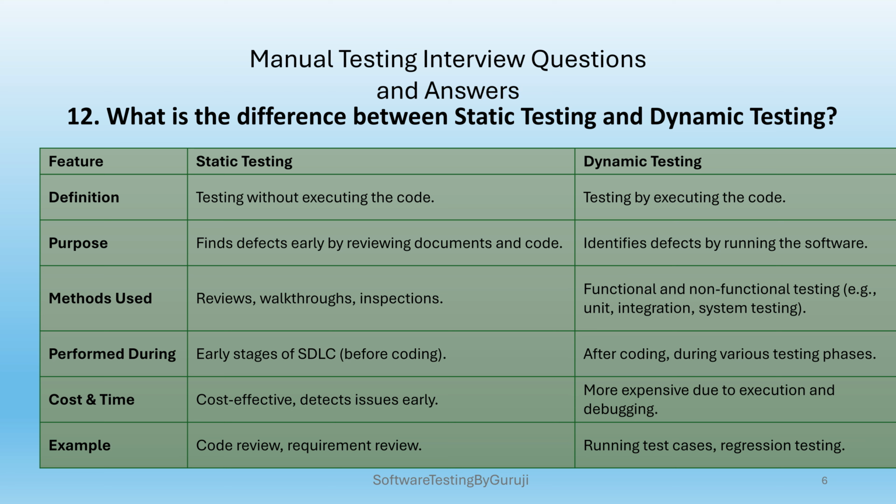Static testing methods use reviews, walkthroughs, inspections. Dynamic testing methods use functional and non-functional testing, for example unit, integration and system testing. Static testing is performed during the early stages of SDLC before coding. Dynamic testing is performed after coding during various testing phases.